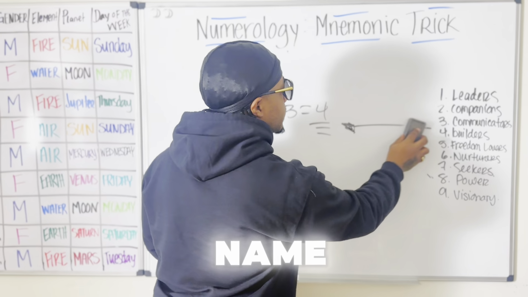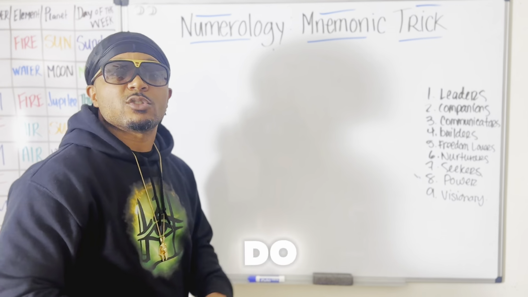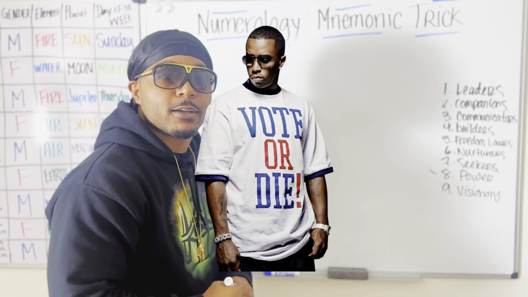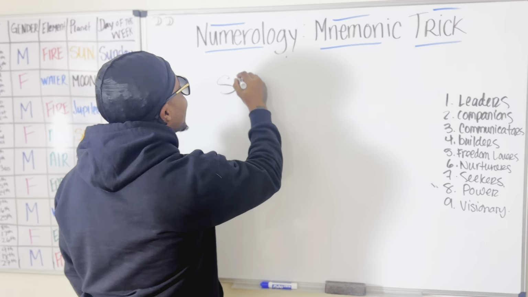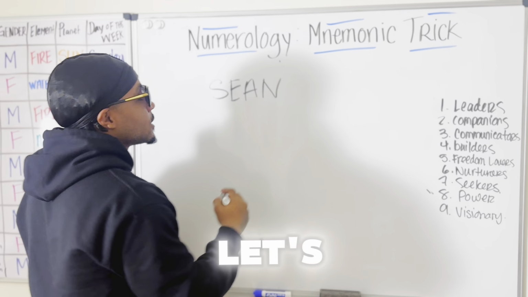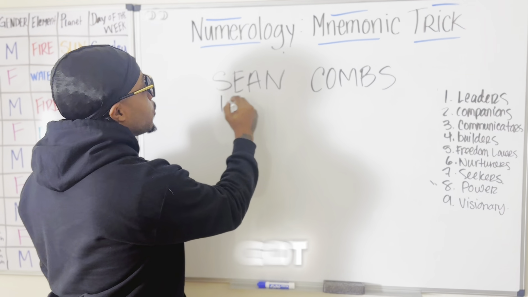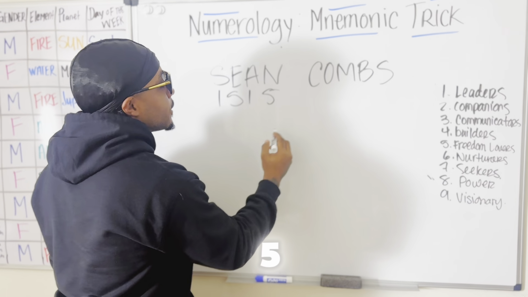Hey, give me a name. P. Diddy? Okay, let's do Sean. His real name. Let's do Sean Combs. All right, so we got 1, 5, 1, 5.